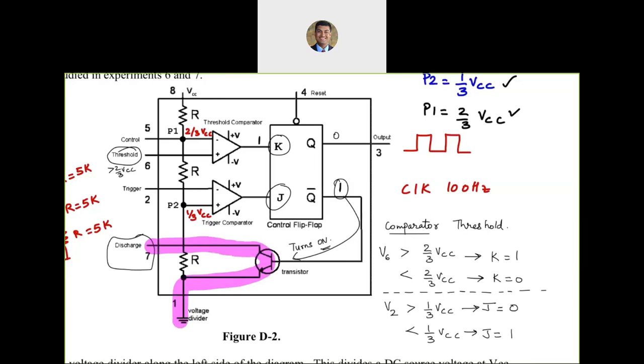And if I were to use pin 7 to discharge the capacitor, then depending on whether the transistor is on or off, I may discharge it or I may not be able to discharge it. In this case, when K is 1, we are in the reset state and Q bar becomes a 1, turns the transistor on and allows the capacitor to discharge. The moment the capacitor starts discharging, its voltage will start dropping. So that's how we are going to use that.